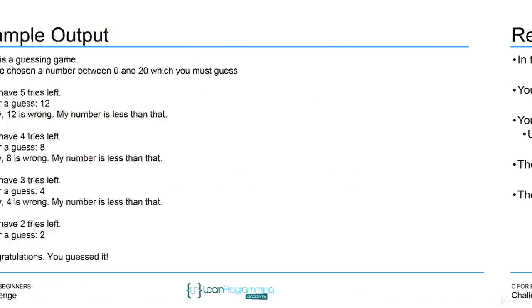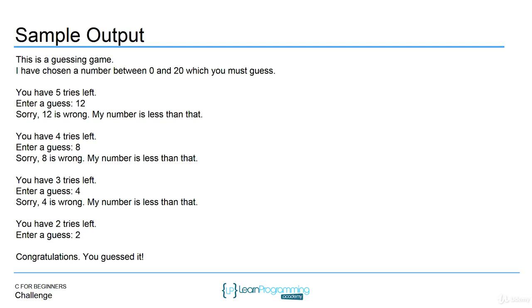Now, what's the output look like? To give you an idea of how I designed it, you may want to follow this. When I first started the program, I displayed a little message. I said, this is a guessing game, just so they know what's going on. I then told them, I have chosen a number between 0 and 20, which you must guess. You have 5 tries left to guess. I then said, enter a guess.